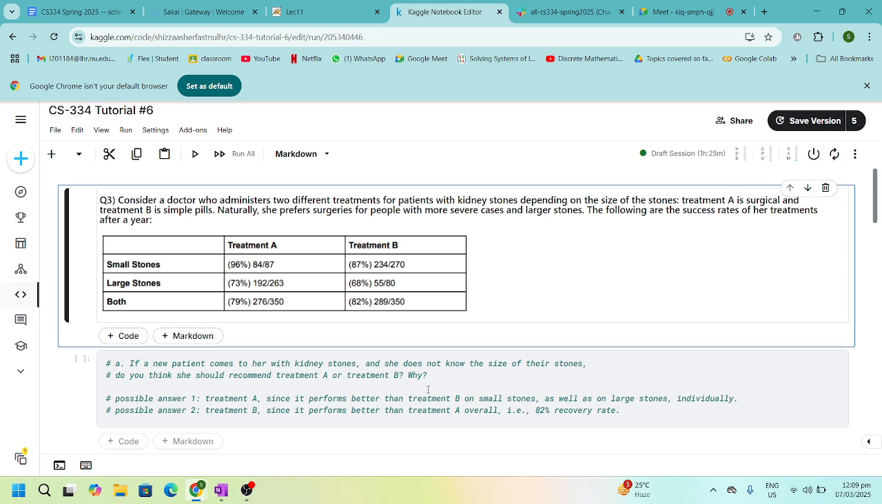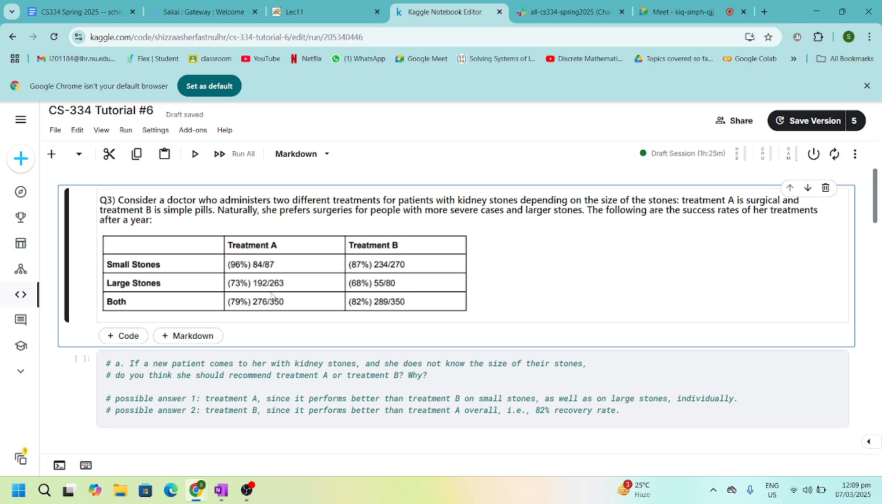Okay. Let's move on. So, consider a doctor who administers two different treatments for patients with kidney stones depending on the size of the stones. Treatment A is surgical and treatment B is simple pills. Naturally, she prefers surgeries for patients with more severe cases and larger stones. We're going to circle back to this actually.